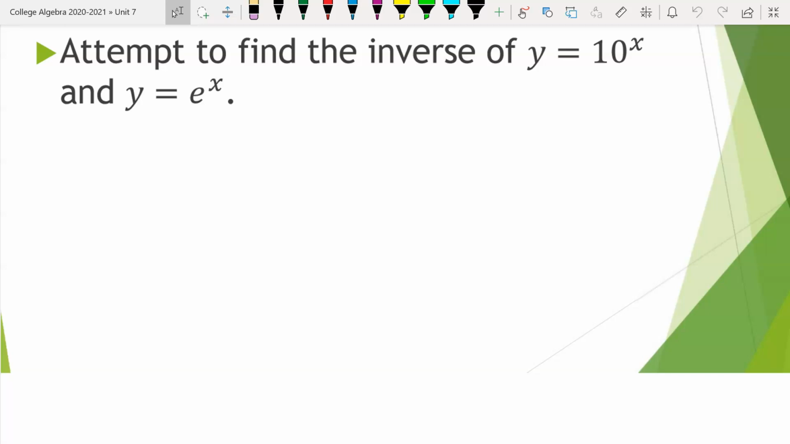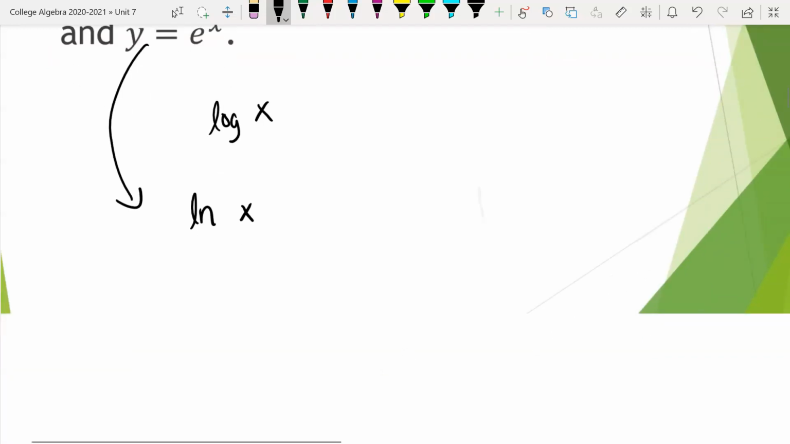This says to attempt to find the inverse of y equals 10 raised to the x power and y equals e raised to the x power. I'm going to tell you right now, the inverse of y equals 10 raised to the x power is log base 10 of x. And then the inverse of e raised to the x power would be natural log of x.